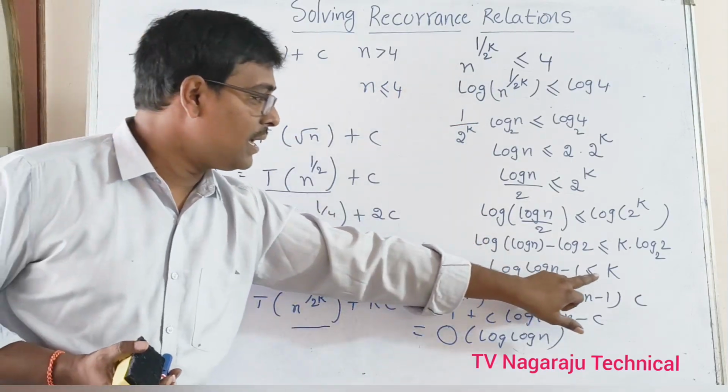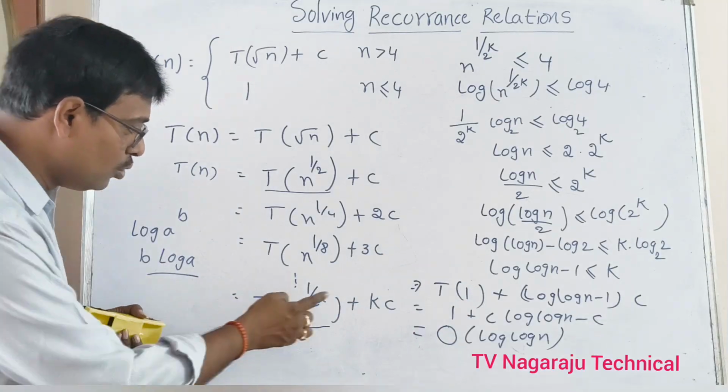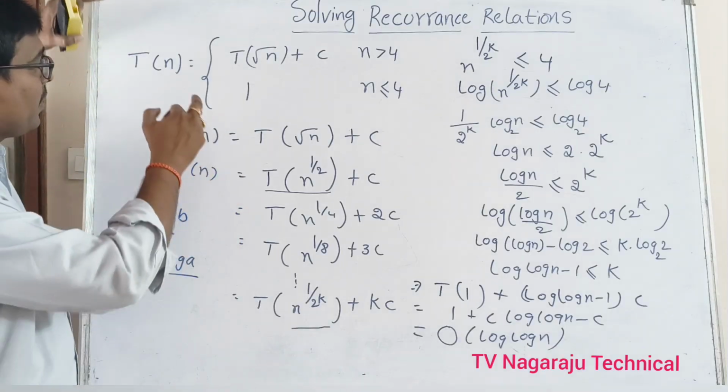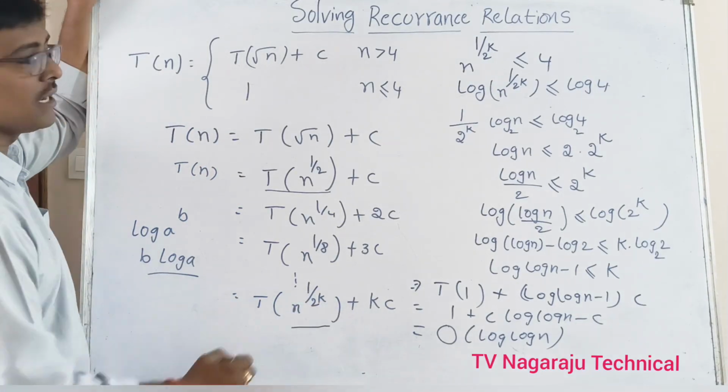So moving on, here I assume the k value is equal to this one. That means you need to replace k in terms of n. Why? Because my final time complexity is in terms of n. So this is the recurrence relation.